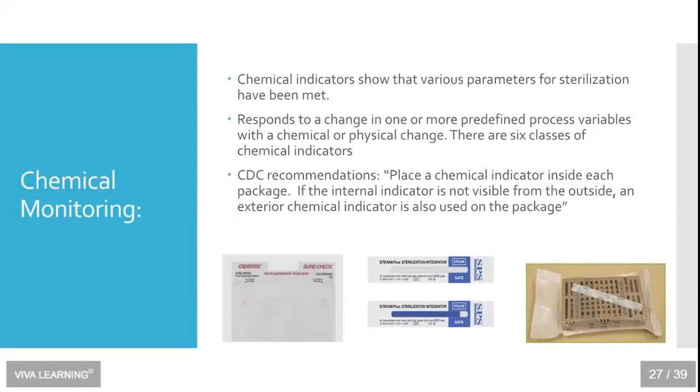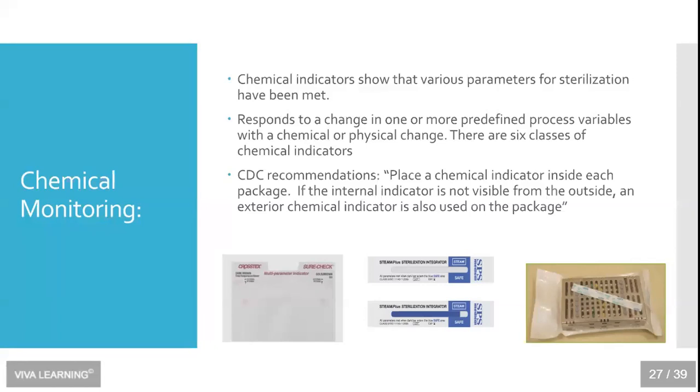Now we are on to chemical monitoring, and once again, chemical monitors show that the parameters for sterilization have been met. They respond to a change in one or more of the process variables, and that can be steam, time, or temperature. And there are 6 classes of chemical indicators. I'll share with you what those are on the next slide.